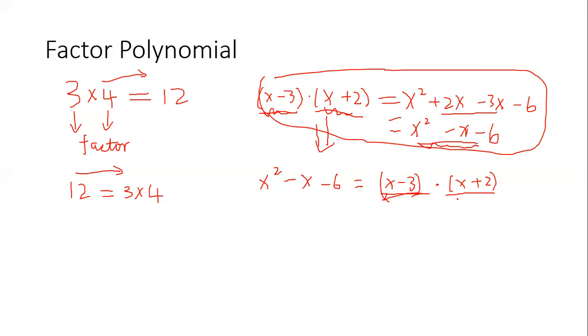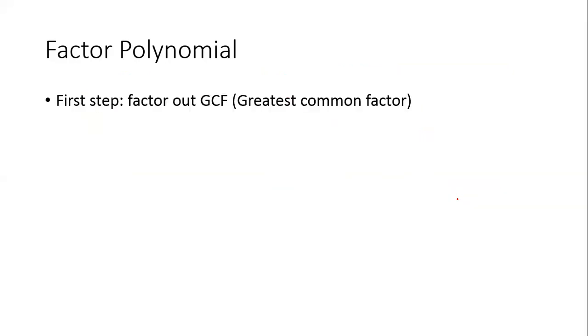Now I'm going to introduce some very common methods to do this kind of factoring. The first step is to see if there is any common factor among these terms. If we do see a greatest common factor, we take it out. So let's see the example.